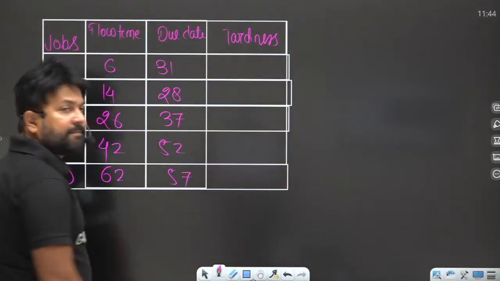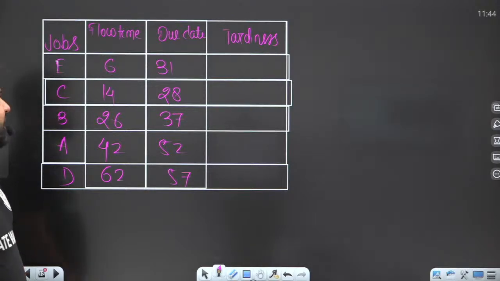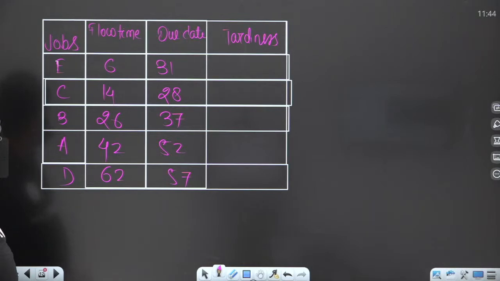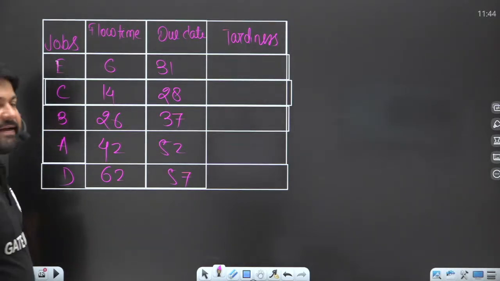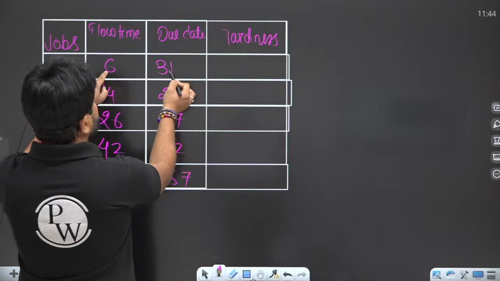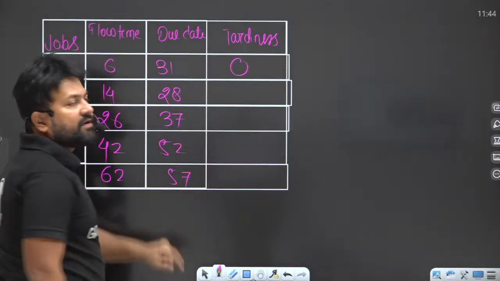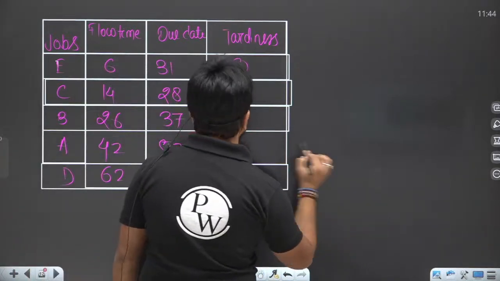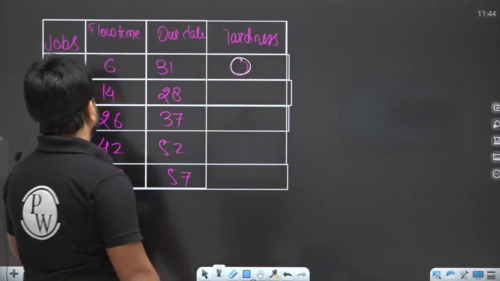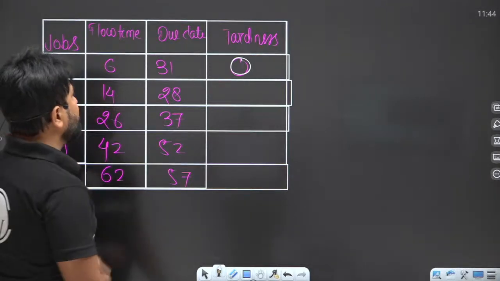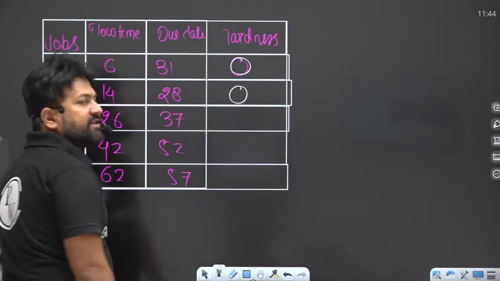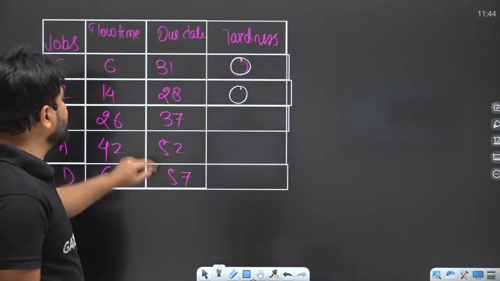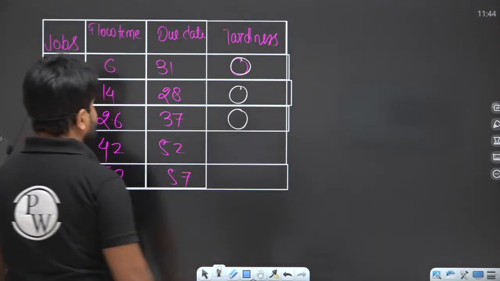Am I clear? Now here tardiness. Tardiness means what? Basically 62 is the flow, make span time. Now this job is completed before the due date, so tardiness is 0. Also job C is completed before due date, so tardiness is 0. Also job B is completed before due date, so tardiness is 0.